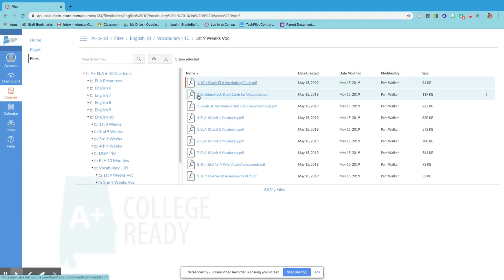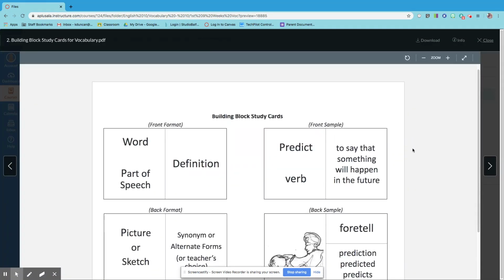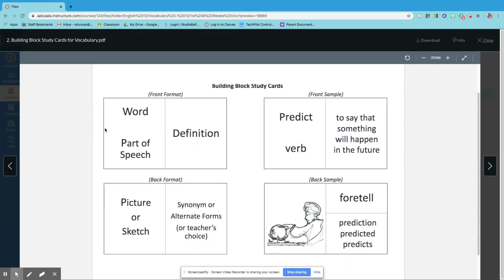The second file is a building block study cards for vocabulary. This is a method students can use when learning the words. They can create a study card in which they have the word, part of speech, and definition on the front, and then the picture or sketch and a synonym or antonym or a section of your choice on the back. This is just a template to show you what students could do to interact with the words.